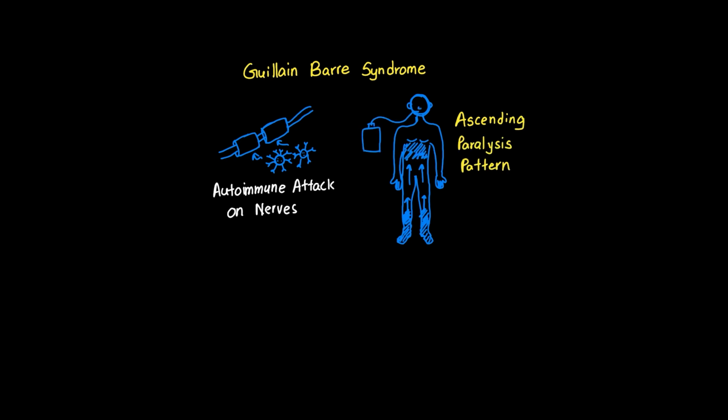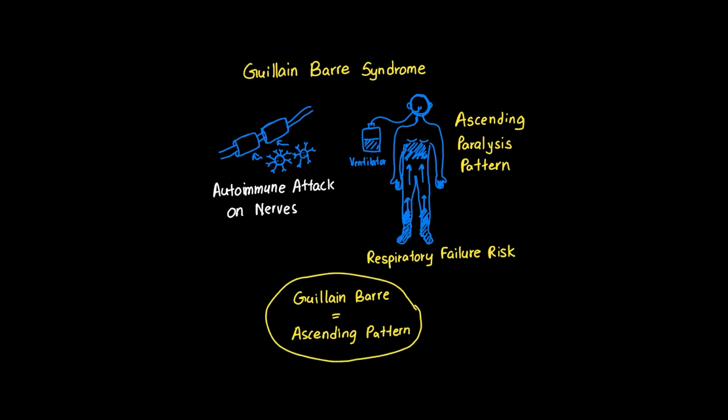This ascending pattern is pathognomonic for Guillain-Barré. As it reaches the diaphragm and intercostal muscles, breathing becomes impossible without mechanical ventilation. Death occurs from respiratory failure if not recognized.